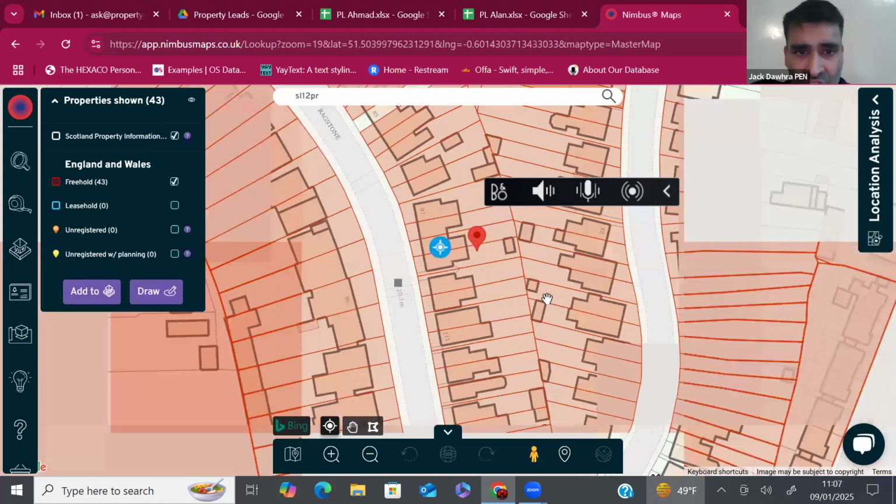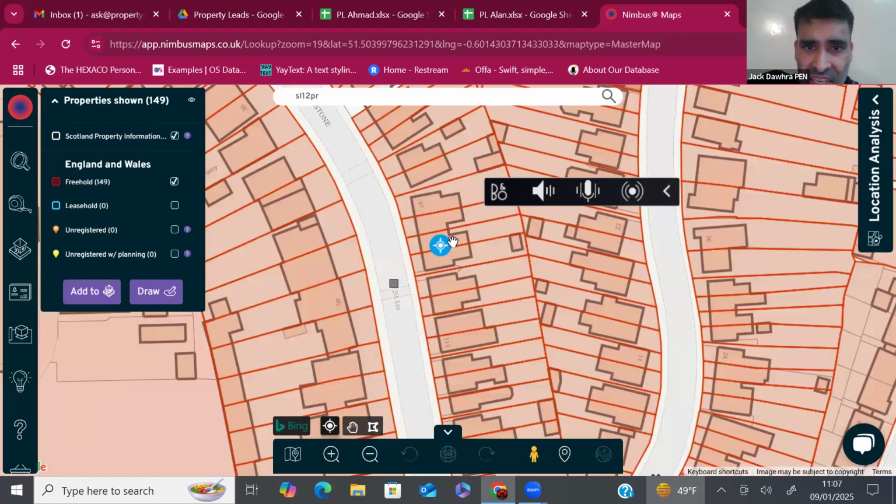Now, when you look at this road, on this side, these are smaller houses. On the opposite side of the road, these are bigger houses. Now look at this house or this house, and then now look at this house. This one is extended, right? Can you see that?